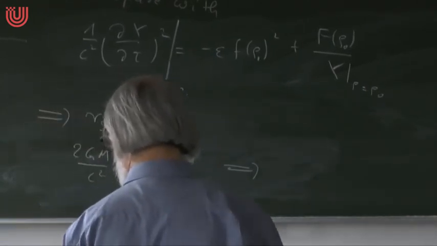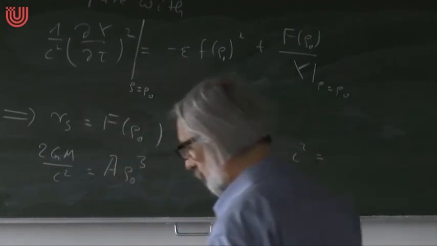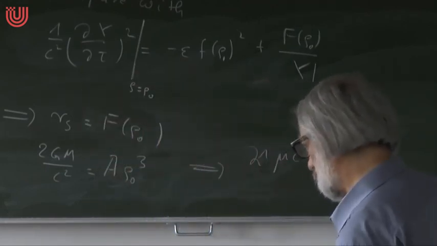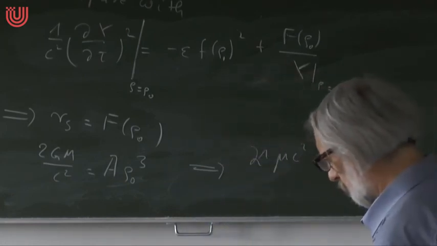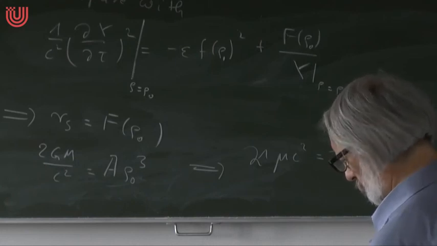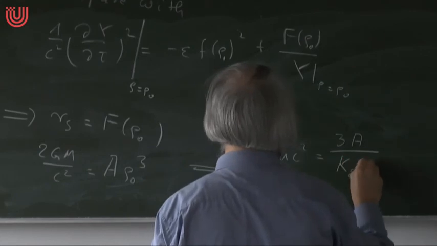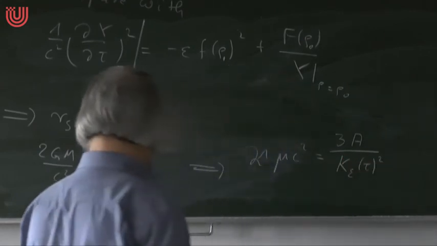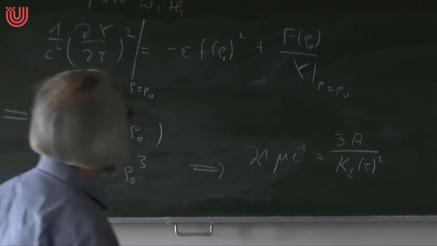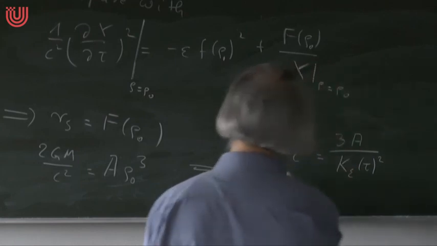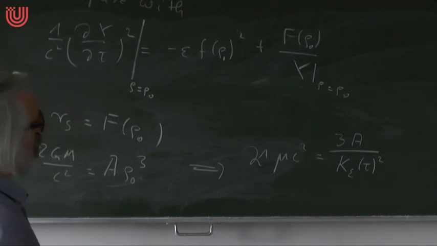So kappa mu c squared is written down there. Kappa mu c squared was what? 3A over k epsilon of tau. Yes, I can express this now in terms of the y. So that's my density. So the density is time dependent, of course. The dependence comes over this factor k epsilon.